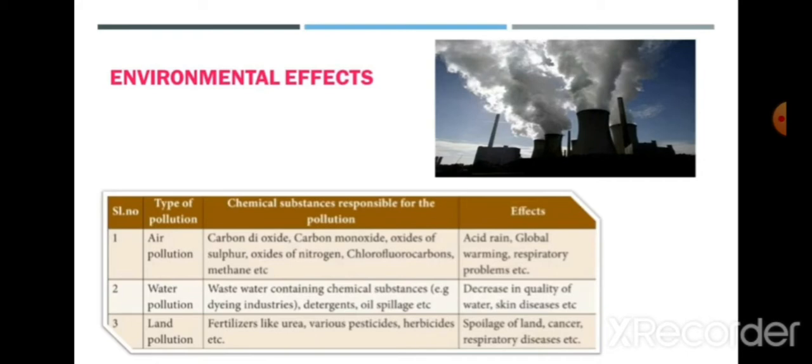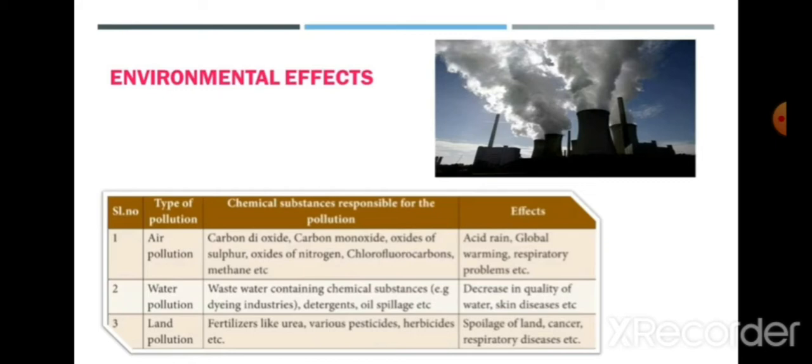See, the chemical substances responsible for air pollution are carbon dioxide, carbon monoxide, oxides of sulfur, oxides of nitrogen, chlorofluorocarbons, methane, etc. What are the effects of these substances? Acid rain, global warming, respiratory problems, etc.